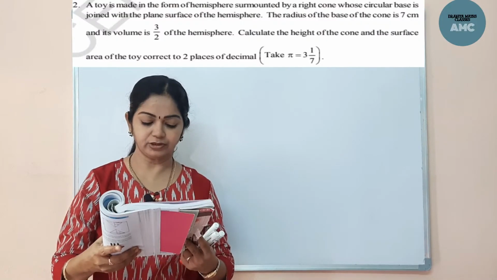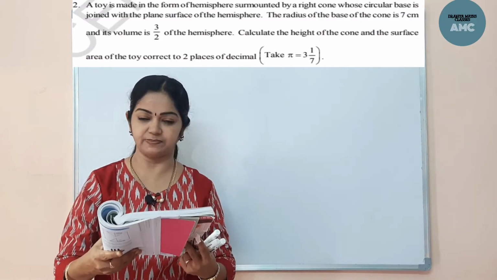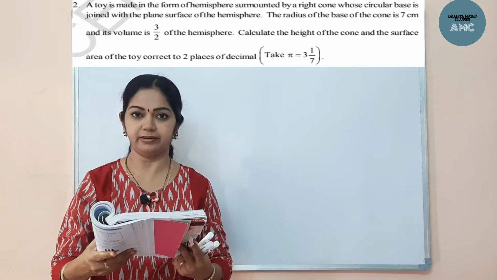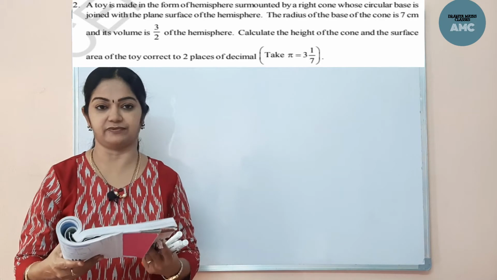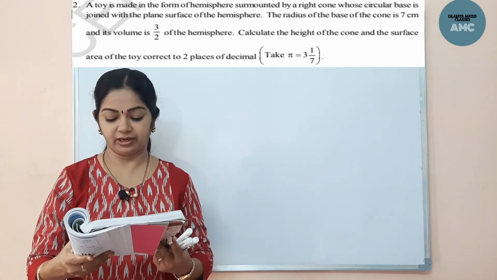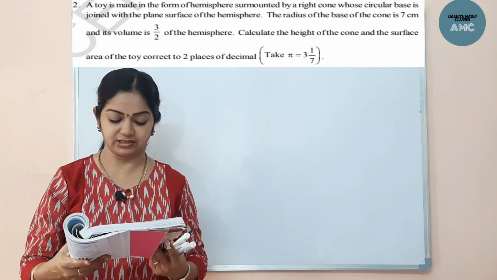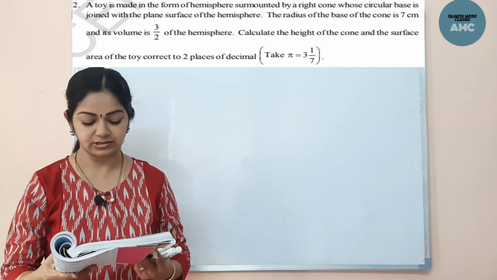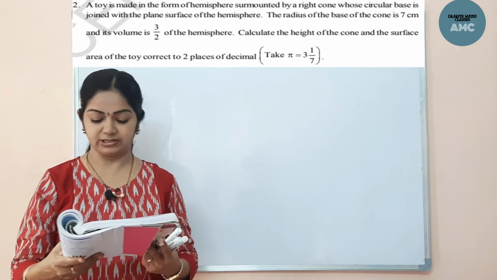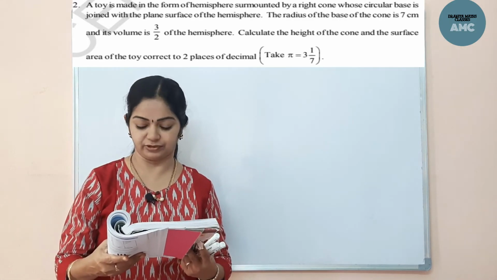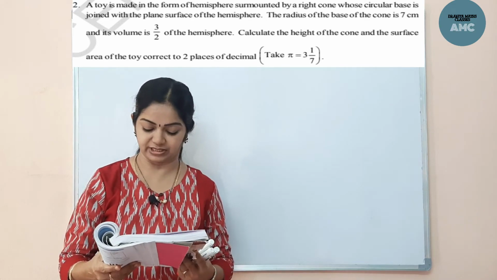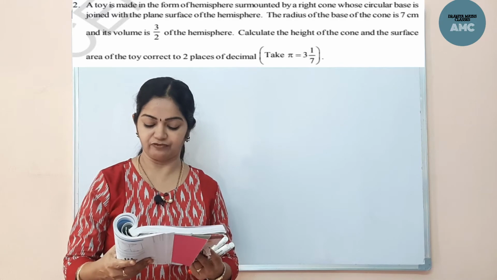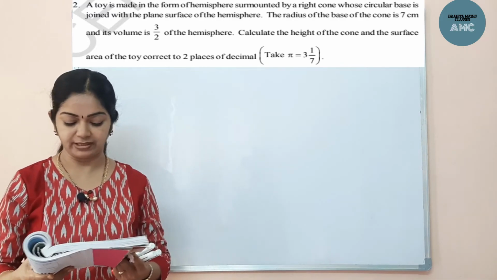Problem: a toy is made in the form of a hemisphere surmounted by a right cone, whose circular base is joined with the plane surface of the hemisphere. The radius of the base of the cone is 7 centimeters and its volume is 3/2 of the hemisphere. Calculate the height of the cone and the surface area of the toy correct to 2 places of decimals. Now take the value of pi as 22/7.